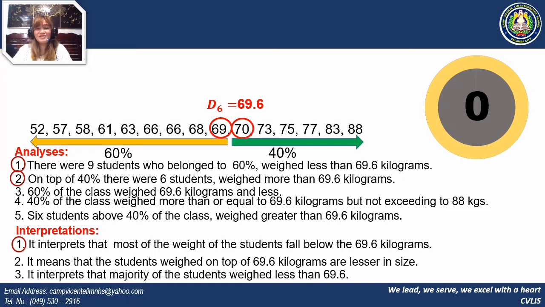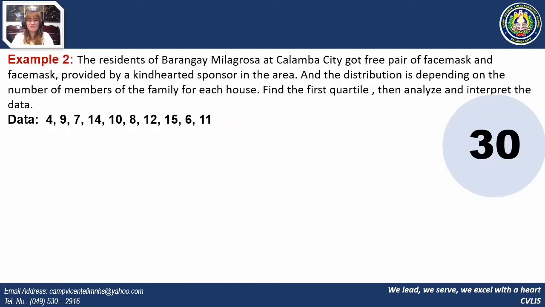So moving on to the next example. In this example, we need to apply the process of linear interpolation for finding the first quartile and further use the computed value to analyze and interpret the data. Okay, so the problem is the residents of Barangay Milagrosa at Calamba City got a free pair of face mask and face shield provided by a kind-hearted sponsor in the area, and the distribution depends on the number of members in a family for each house.